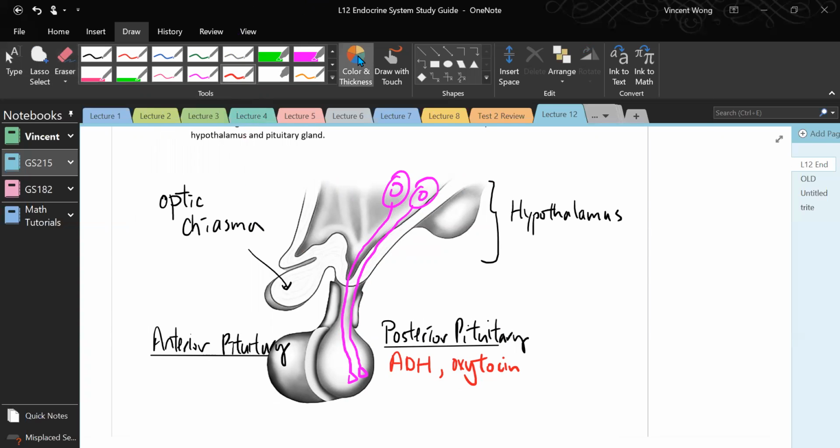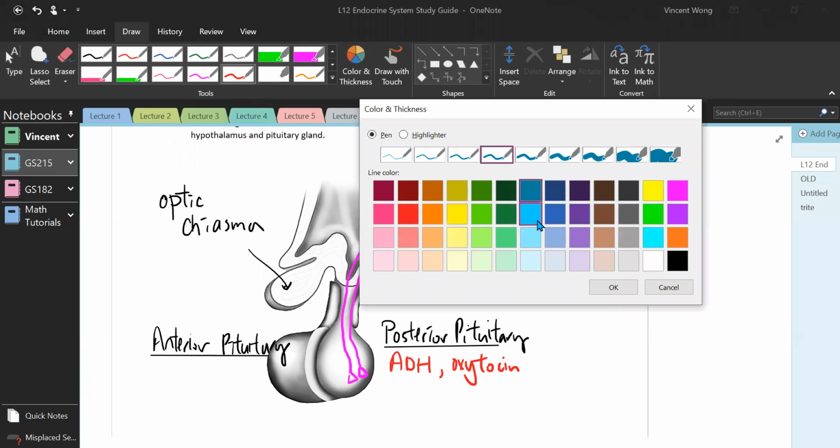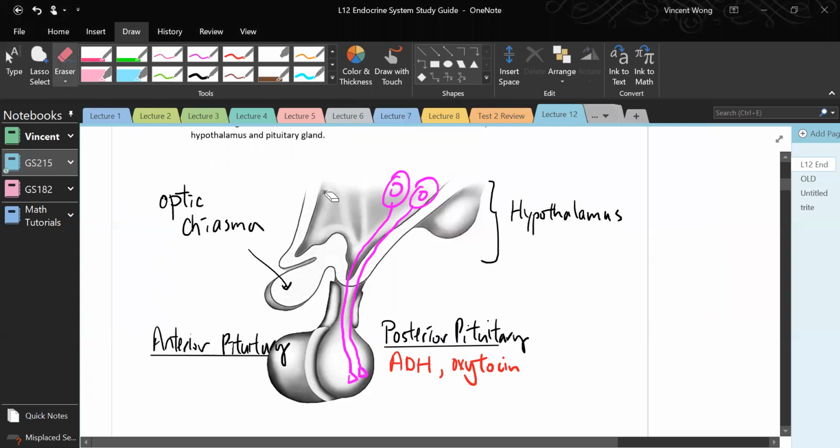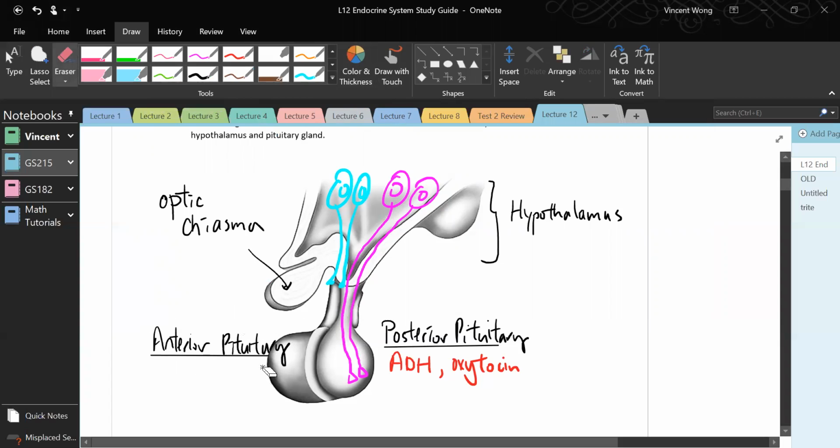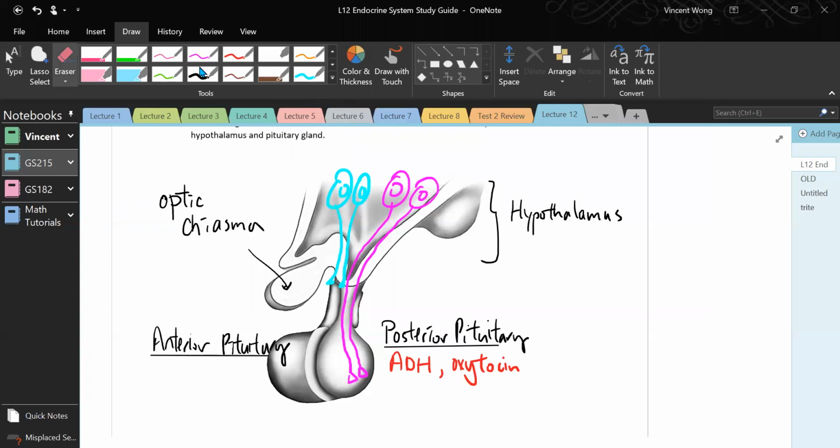And then there is another set of hormones, another set of neurons that start in the hypothalamus, but then the axon ends just right here at the bridge that connects the hypothalamus to the anterior pituitary gland, and they will be releasing some regulatory hormones to tell the anterior pituitary gland to release or not release its own hormones. We learned these last week, right?